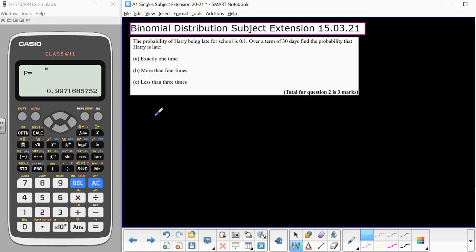So let's have a look at the second one. This was the one that was after the second one. The probability of Harry being late for school is 0.1. Over a term of 30 days, find the probability that Harry is late, blah, blah, blah.